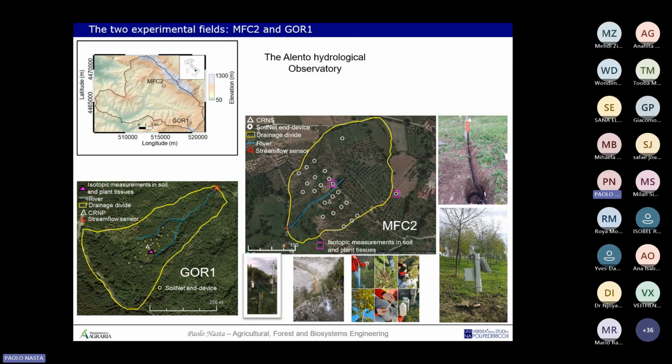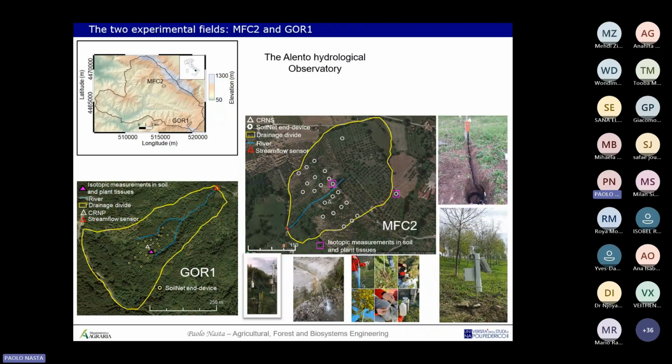You can see that GOR1 is densely covered by a forest of oak and chestnut. There is a dense understory. It's in the north-facing hill slope with very steep topography. The aquifer is very deep and the soil is mostly loamy. The area covers about 20 hectares, if I remember well. And you can see the position of the cosmic ray, the white triangle surrounded by the wireless sensor network.